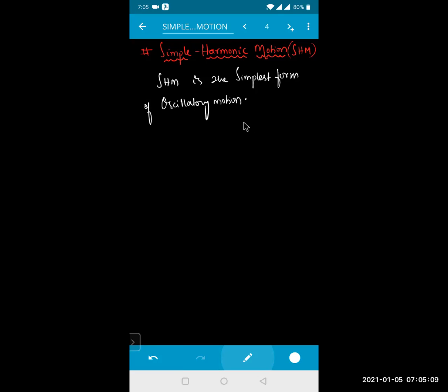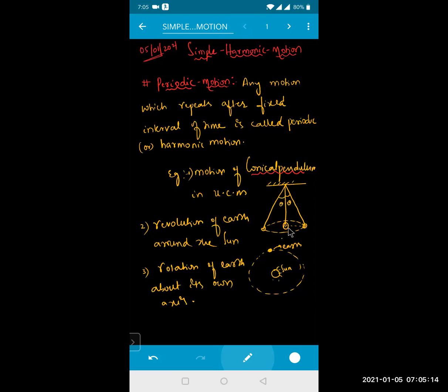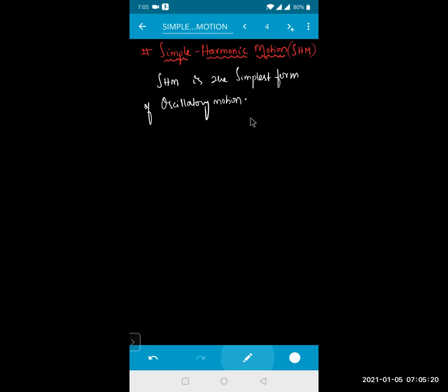Like take a simple pendulum. When I take the simple pendulum and move it in a circular path, this is not a conical pendulum situation. If I take a simple pendulum here, this is the mean position of your simple pendulum, and here we are having a bob.